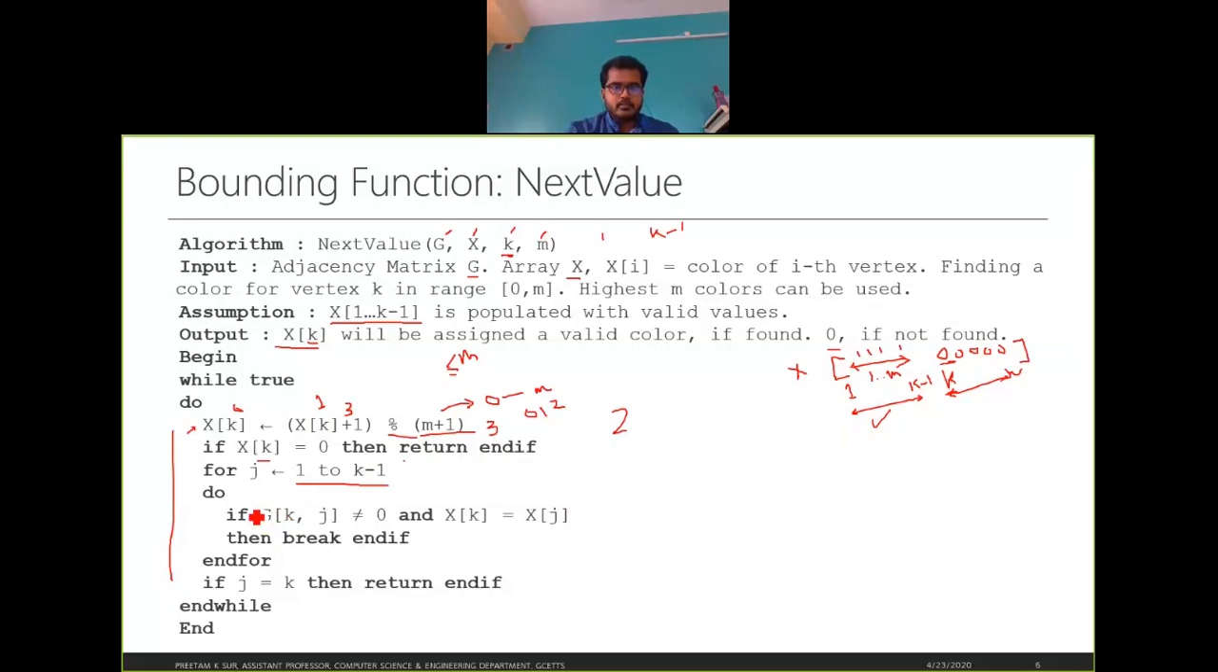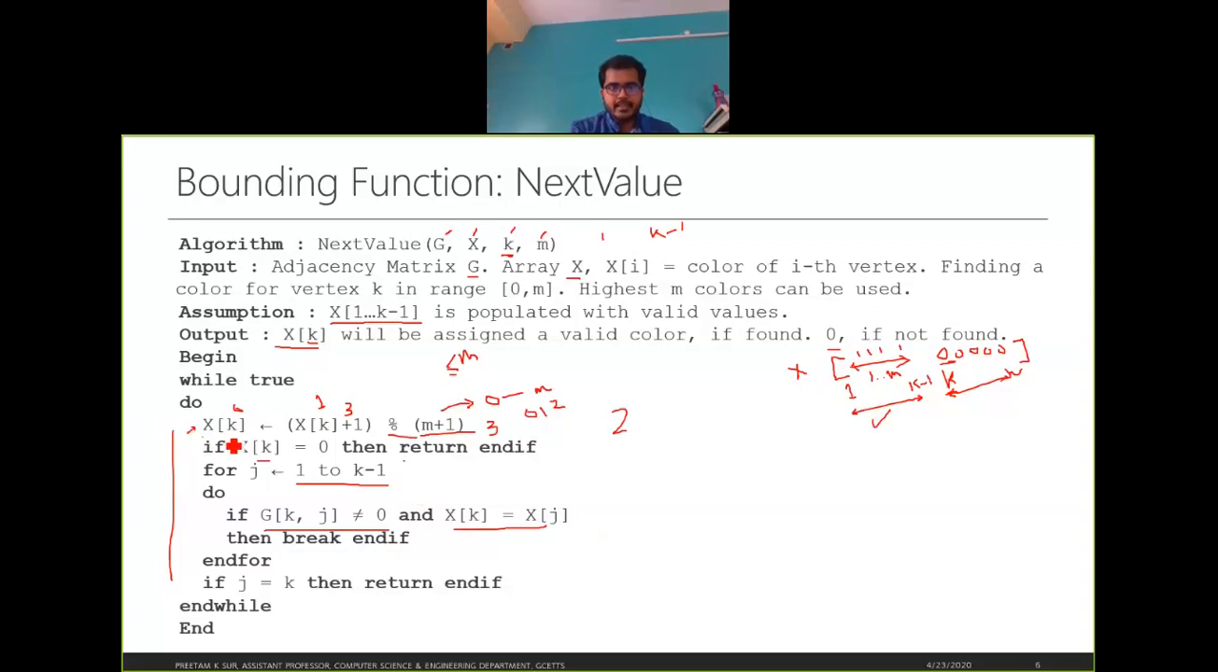Now, for all these colored vertices, we are checking whether there is an edge between them. That is, the adjacency matrix entry from k to j is not 0, which means there is an edge between them, and they are having the same color, that is xk equals xj.